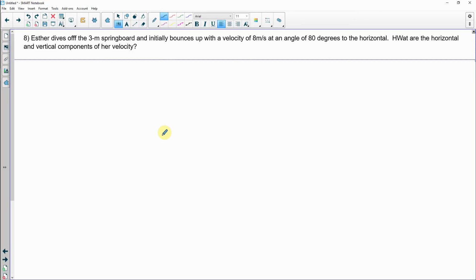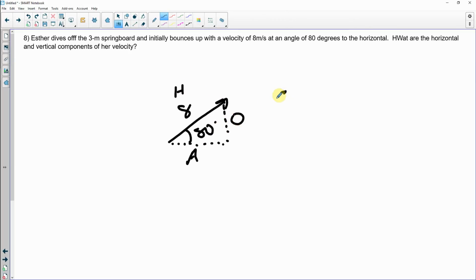So we're looking at the horizontal and vertical components. So Esther goes like this, 8 meters per second, 80 degrees to the horizontal. So we are looking for the vertical and the horizontal. So this is the angle that we're looking at. This is my opposite side, this is my adjacent side, and this is my hypotenuse. To figure out the opposite side, I'm going to be using sine, because just from SOHCAHTOA, sine is given by the opposite over the hypotenuse. Cosine is given by the adjacent over the hypotenuse. Tangent is given by the opposite over the adjacent.